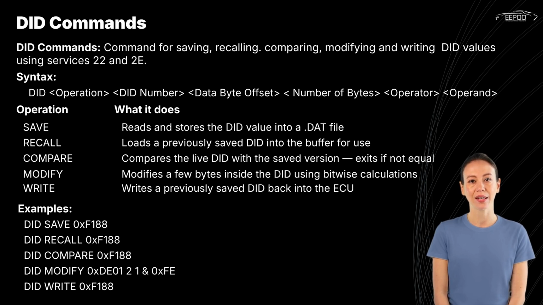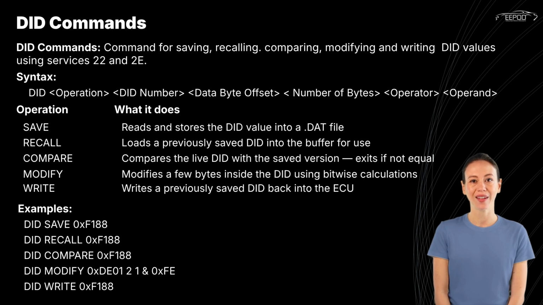DID modify. This command lets you edit a few bytes inside a DID without rewriting the whole thing manually. You can use basic math or bitwise operations like plus, vertical bar, or equal sign. Example: this reads DID DE01, goes to byte offset 2, modifies 1 byte, uses bitwise AND with 0xFE. This clears the least significant bit. It's useful for toggling flags or applying tweaks without having to hand edit the whole DID.